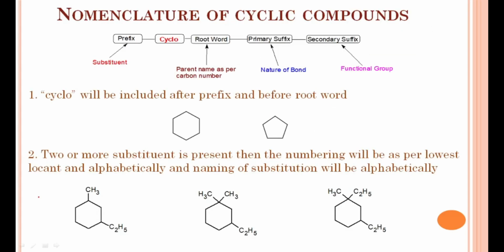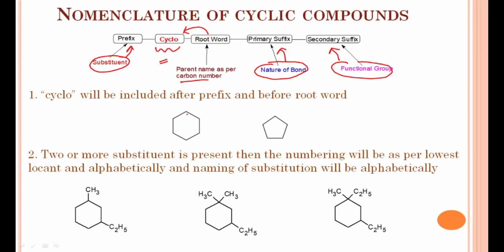Okay, next come to the nomenclature of cyclic compounds. In cyclic compound, one thing you can find difference with normal aliphatic hydrocarbons is this cyclo part that you have to include for cyclo compounds, that is before root word. The other part like substitution is present in prefix. The parent name will depend on carbon number, nature of bond that you have to give in primary suffix, and functional group that you have to include in secondary suffix. So the main difference here is cyclo that you have to include before the root word.